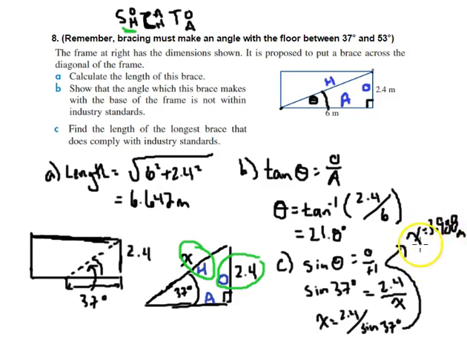Okay, so the longest brace we can have will be 3.988 meters long, and it will make an angle of 37 degrees with the bottom frame, or the ground.